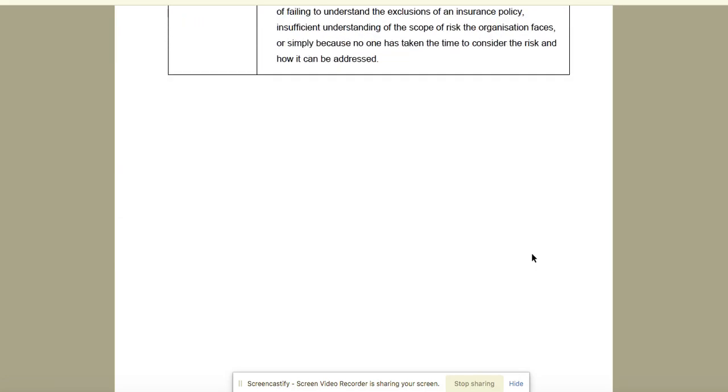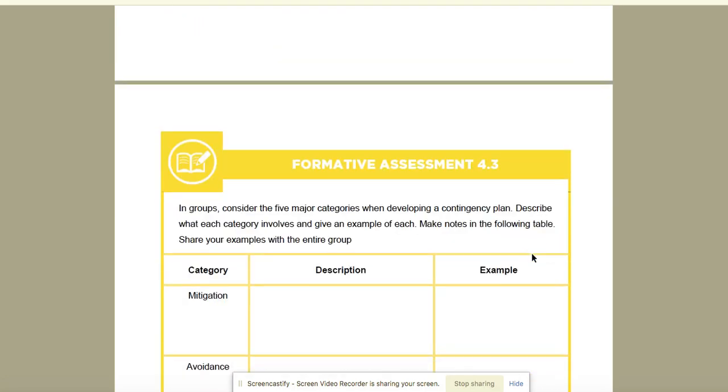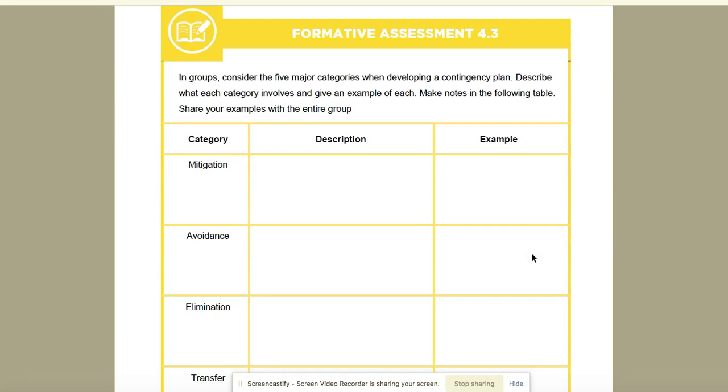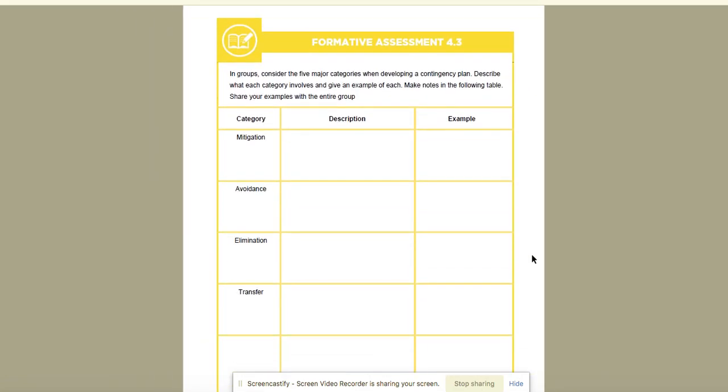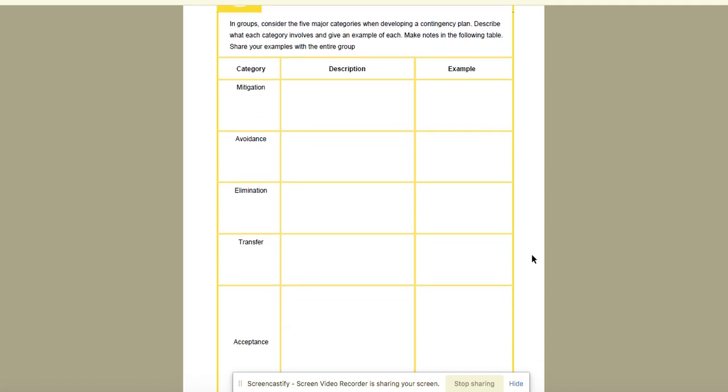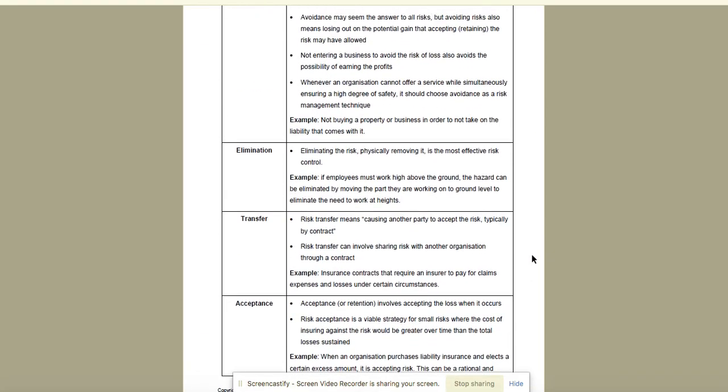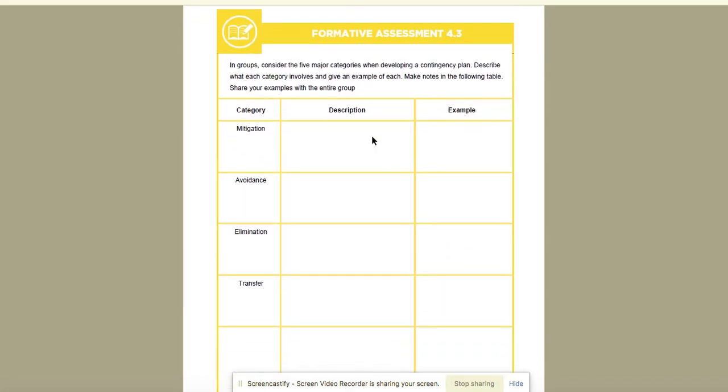Now you can read through it, and then the next thing that you're going to do is on page 35, which is the formative section 4.3, and you are going to look at the 5 major categories. So remember, we looked at mitigation, avoidance, elimination, transfer, and acceptance. So where can you find the description? Well, you just go to page number 33 and 34, and you just summarize that.